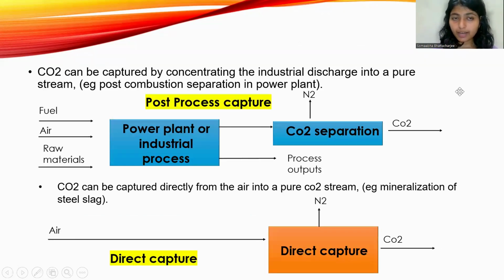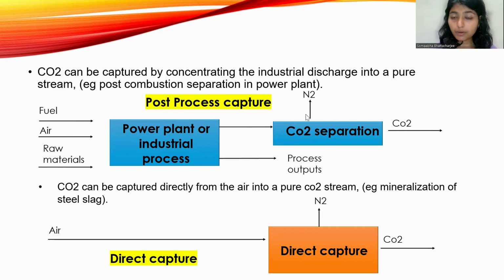Now moving ahead, we have the second approach, which is post-process capture. In this, carbon dioxide can be captured by concentrating the industrial discharge into a pure stream. An example of this is post-combustion separation in power plants. In this flow diagram, we can see that as inputs we have fuel, air, and other raw materials, which pass into the power plant or undergo some industrial process.